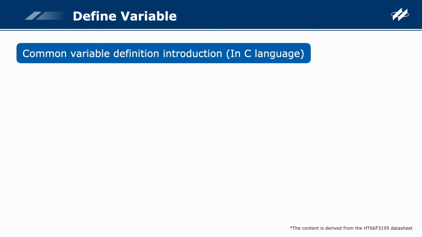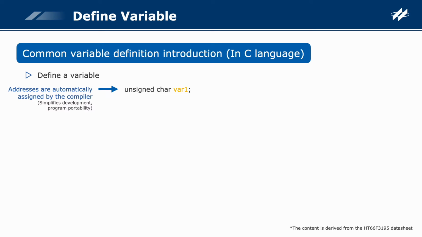Let's learn about the common methods of variable definition. How to define a variable. There are two common methods. The first one, the variable 1 is defined and the address is automatically assigned by the compiler. The advantage of this approach is that it simplifies development and ensures program portability.